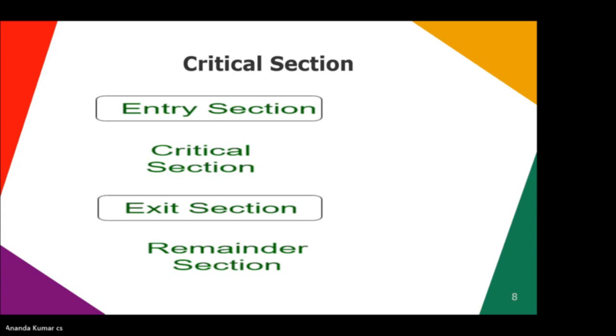This is the general structure. A process enters the critical section: first the entry section, after that the critical section, then the exit section, and then the remainder section is available. This is called the critical section structure.